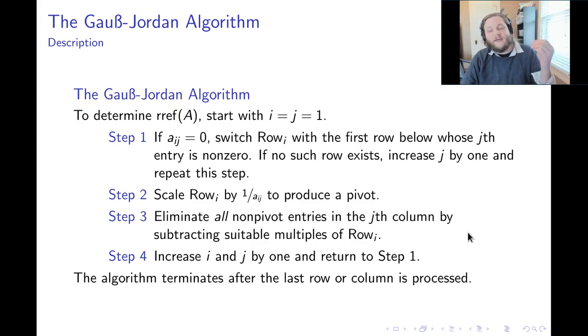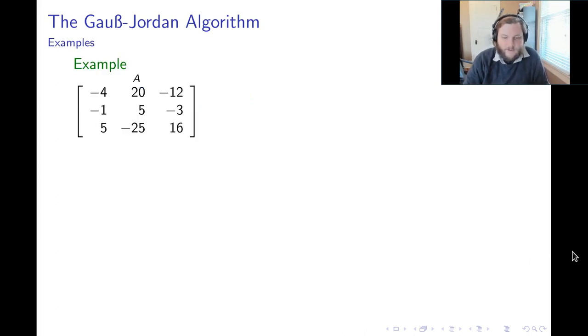So it seems like it's maybe a mouthful here, but really the idea is quite simple. We look for a pivot, scale if necessary, clear everything out. And we keep doing that until we get to reduced row echelon form. So let's see this algorithm in action.